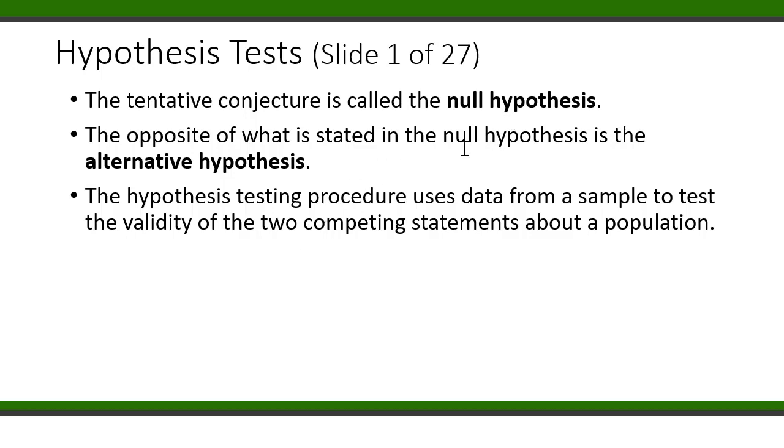So it might be, I believe there's going to be an increase in the test scores for this next test. And the way you say that is, okay, the alternative hypothesis would be the average will be equal to 92. The null hypothesis, the average will not be equal to 92, or vice versa, depending on what you're trying to prove.